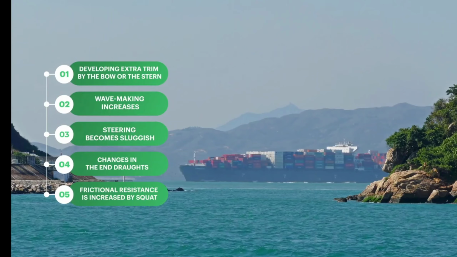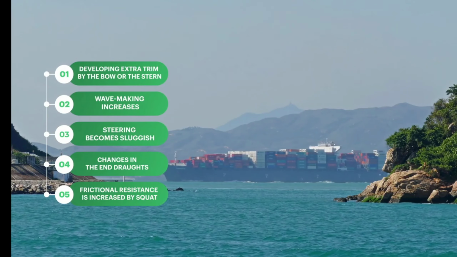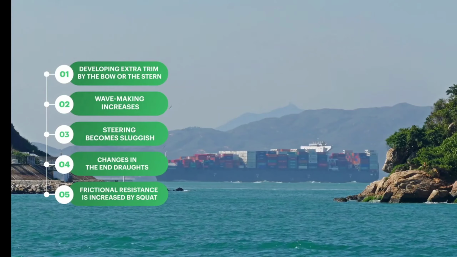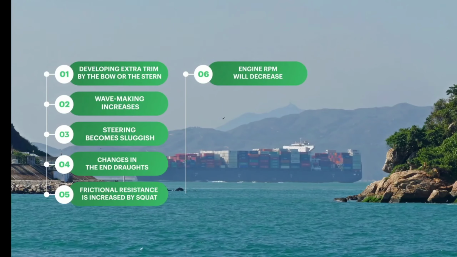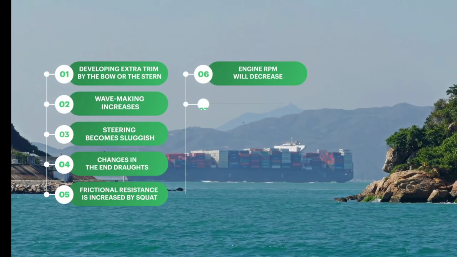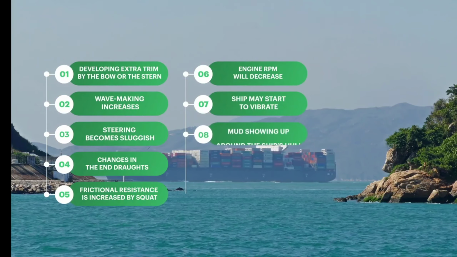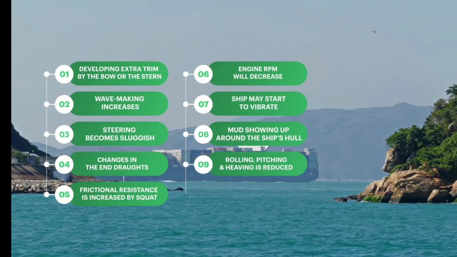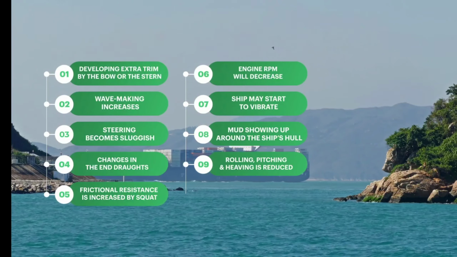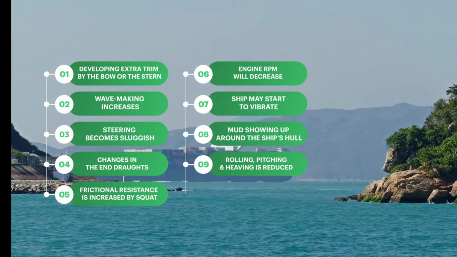Frictional resistance is increased by squat as water flow velocities are increased along the midships region of the hull. Engine RPM will decrease to compensate for the load on the engine. The ship may start to vibrate. Mud showing up around the ship's hull. The vessel's rolling, pitching, and heaving is reduced due to the dampening effects produced by the narrow layer of water under the hull.